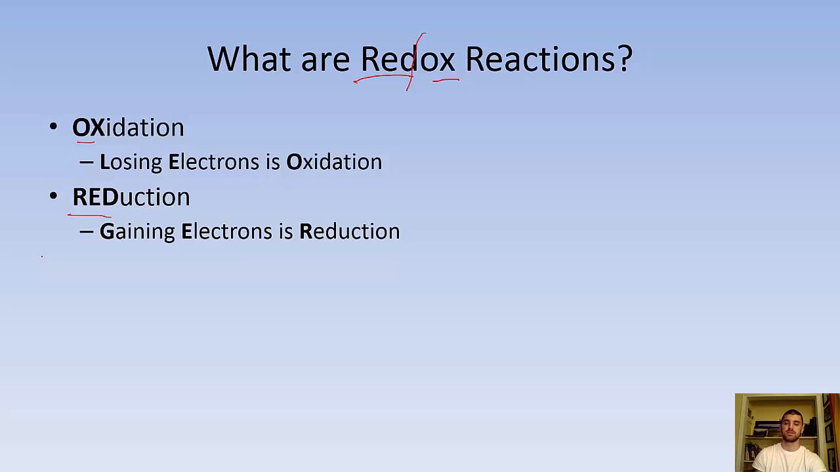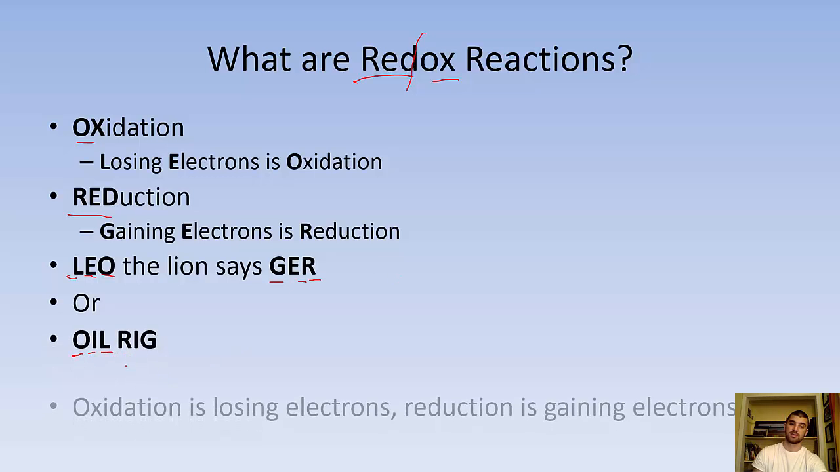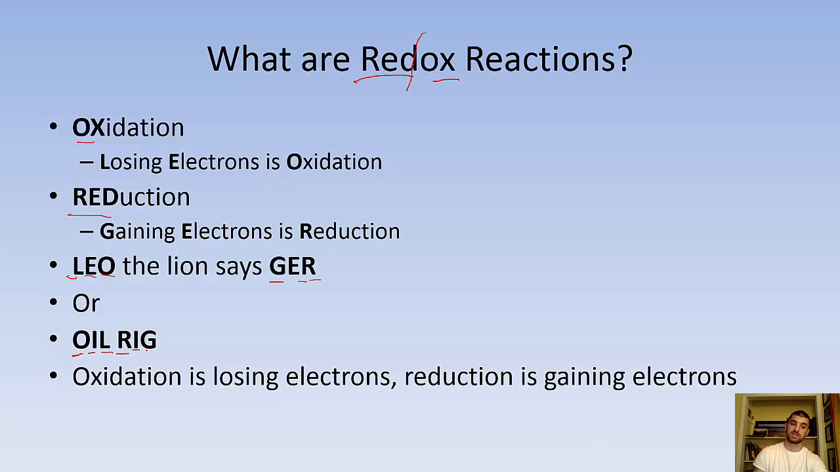Now, how are you going to remember these two? We've got a couple of different memory hooks, whichever one works best for you. LEO the lion says GER. So that would be losing electrons is oxidation and gaining electrons is reduction. Another way is OIL RIG. Oxidation is losing electrons, and reduction is gaining electrons. Either one will work. You pick whichever one is your favorite and stick with it.